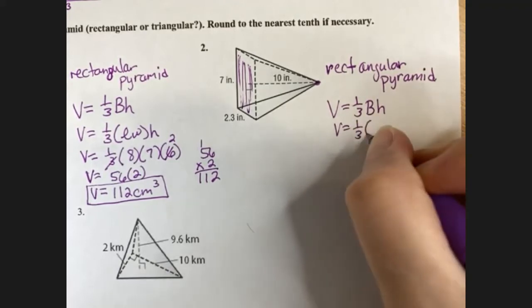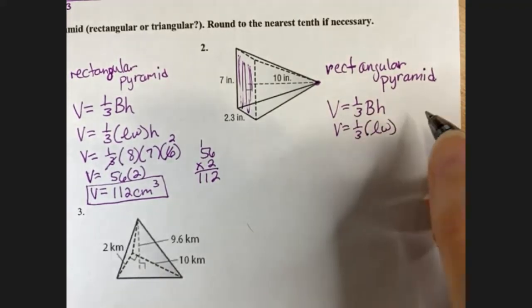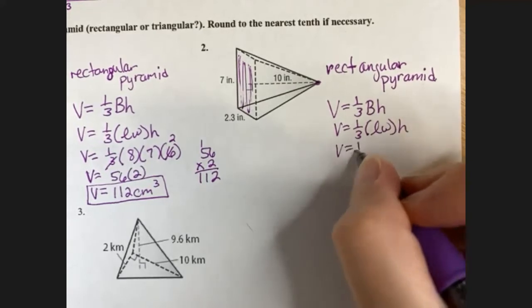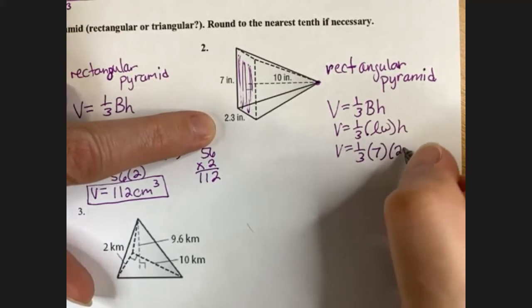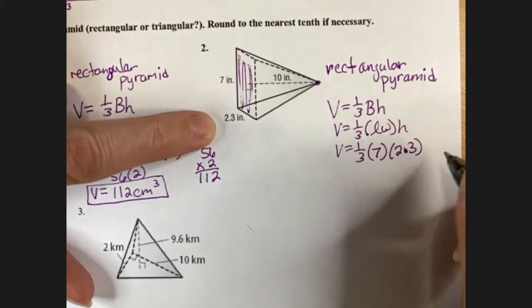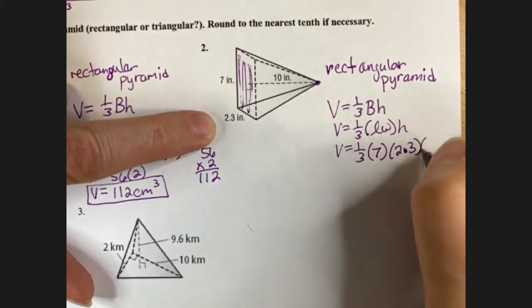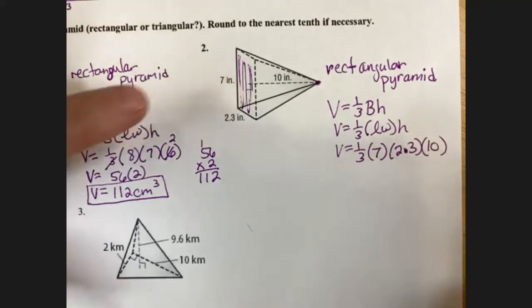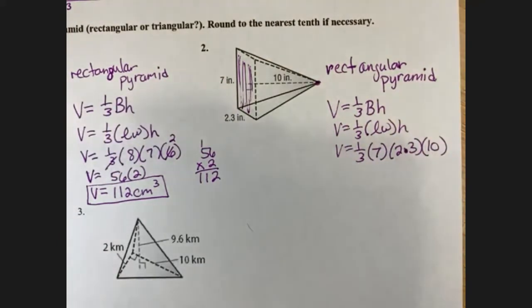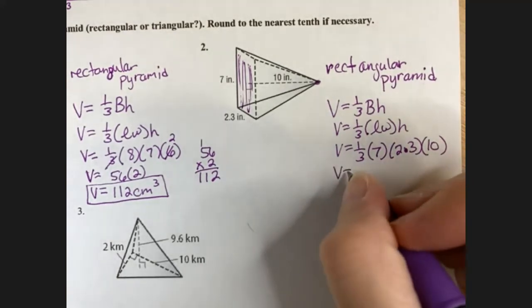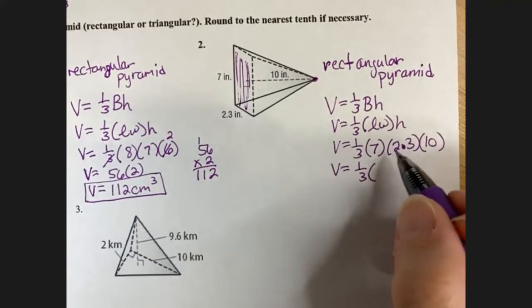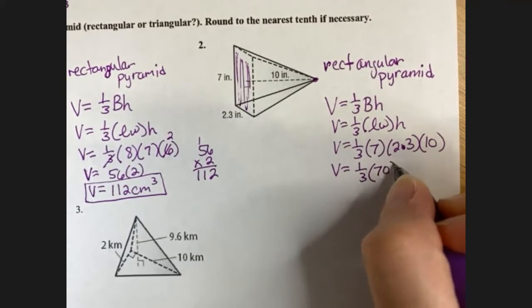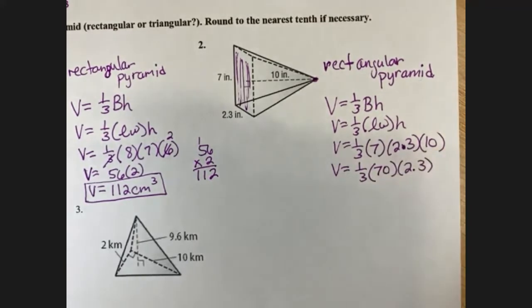Okay, so we're going to do volume equals 1/3 big BH, which means we're going to do 1/3. The base figure is length times width. That's the area of a rectangle times height. So we got 1/3 the length, 7, the width, 2 and 3/10. Make sure that looks like a decimal. Times the height of 10. So you can multiply these in any order that you possibly want. Actually, I think I'm going to do 7 times 10, which is 70. Okay, that makes it a little bit easier.